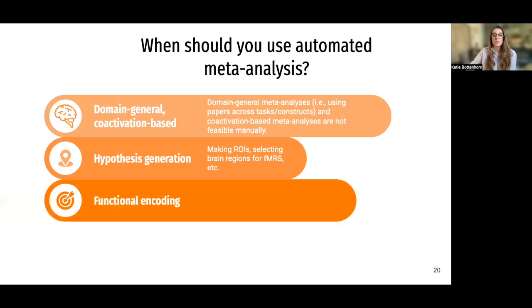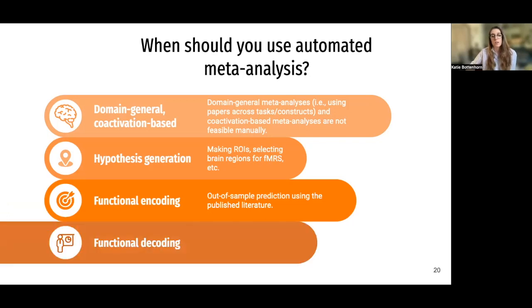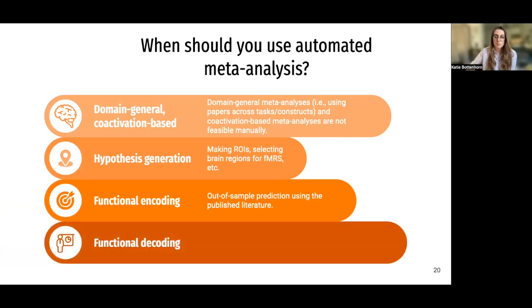You can use them for functional encoding, which uses out-of-sample prediction using the published literature. You can also do functional decoding, like I previously explained, for interpreting your results. And Kendra is going to go ahead and talk about functional encoding and decoding a little bit more in the next talk, so stay tuned.